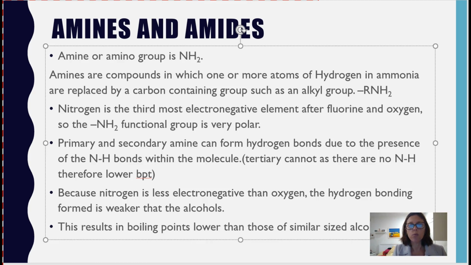So therefore, we would expect our tertiary to have a lower boiling point because of the absence of that hydrogen bonding. But relative to oxygen, the nitrogen is less electronegative than the oxygen. So the hydrogen bonding that we're seeing in amines is lower than that of alcohols, because alcohol has that higher electronegativity between the O and the H than the nitrogen and the hydrogen. So if we were to compare amines to a similar sized alcohol, we would expect the amine's boiling point to be lower.